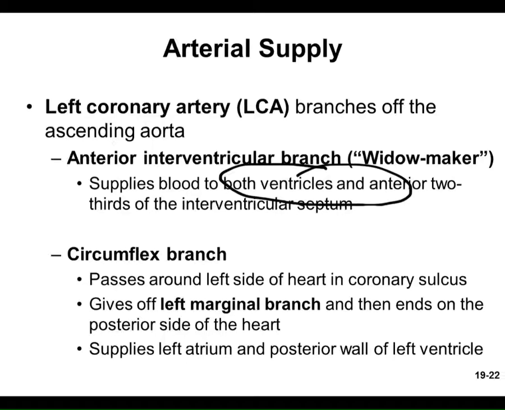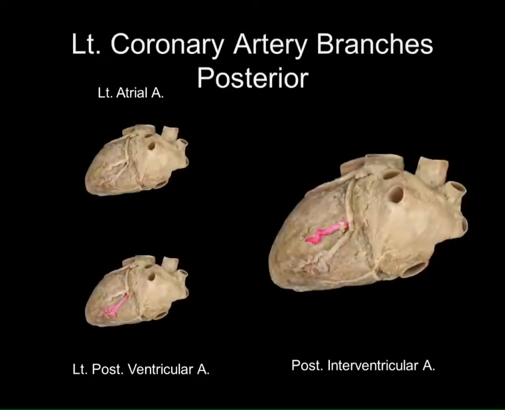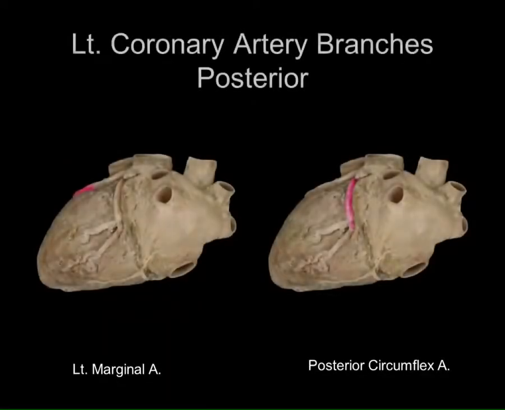There's also the branching of the left over to the circumflex branch, and you'll see that this then goes off to the left marginal branch and ends up on the back side, on the posterior side of the heart. Pictures in a moment. You can see here, these are from Anatomy and Physiology Revealed. I would not have you label these, so I don't want you to stress out about labeling images here, but do know about these different vessels. And you can see that the left side ends up on the posterior side.